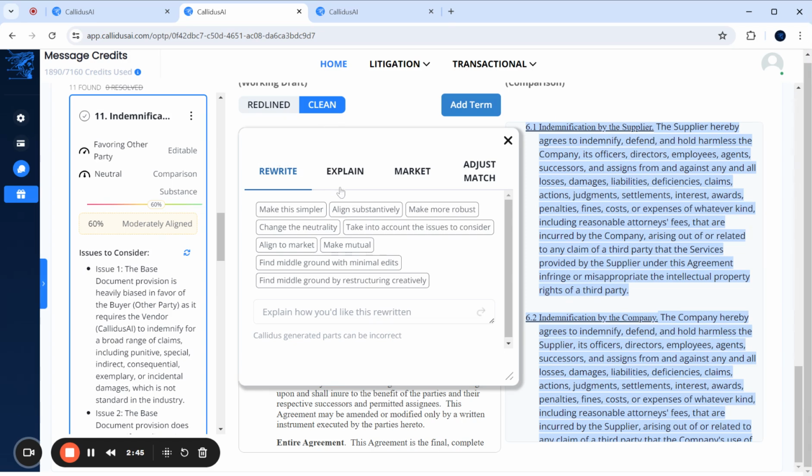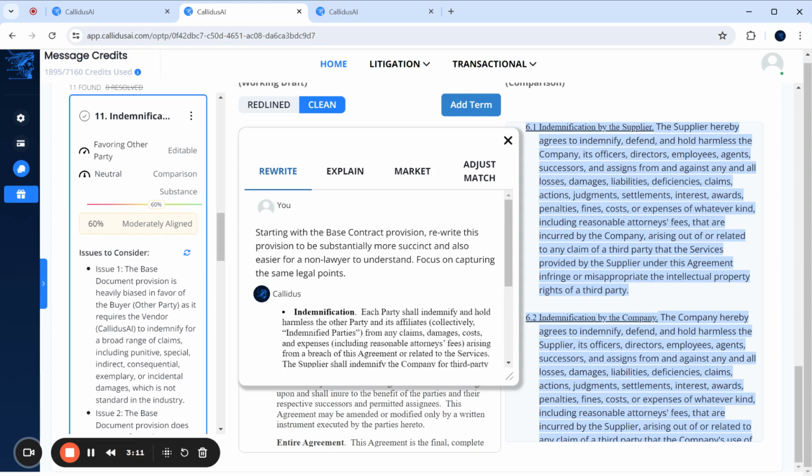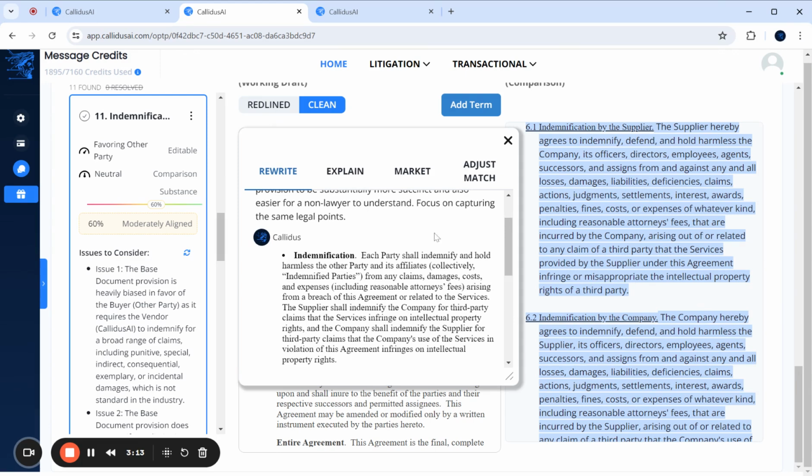In this area, you have preloaded actions. Make it simpler, align the third party's contract substantively to yours, make it more robust, find middle ground and minimal edits, or you can freeform type the action you'd like it to take. Let's say make it simpler. CallidusAI is now going to execute the action that you asked of it and produce a suggested edit.